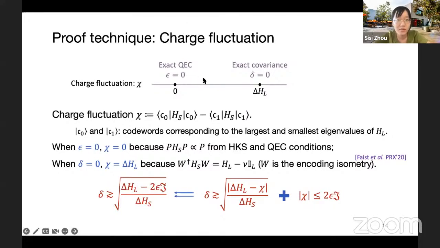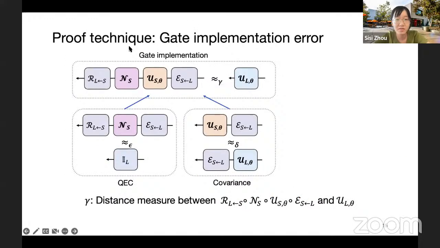Okay, so this is the first proof technique, and the second proof technique makes use of a different concept called gate implementation error. We actually consider the distance between these two gates on the left-hand side and right-hand side. On the left-hand side, we have a quantum channel, which is a composition of 4 quantum channels: the encoding channel, the physical Hamiltonian evolution, the noise channel, and the decoding channel. If the code is covariant and also perfectly error correcting, then it's going to be equal to the logical Hamiltonian evolution on the right-hand side here.